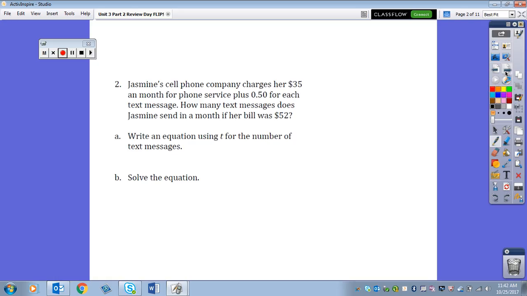Jasmine's cell phone company charges her $35 a month for phone service plus 0.50, so 50 cents for each text message. So this $35 is a one-time fee every month, and then the 50 cents for each text message, we're going to figure out how much that money is based on how many text messages Jasmine does. So how many text messages does Jasmine send in a month if her bill was $52? So we know her total is 52. If we were to write this out, we know that she has a fee for phone service, and then she has money for text messages, and those get added together to give you the total.